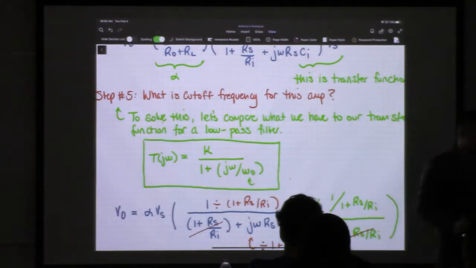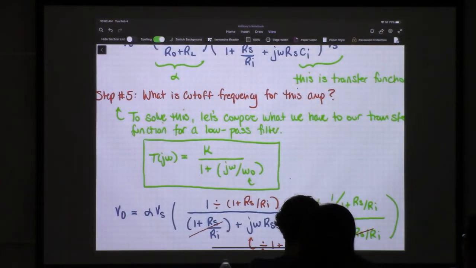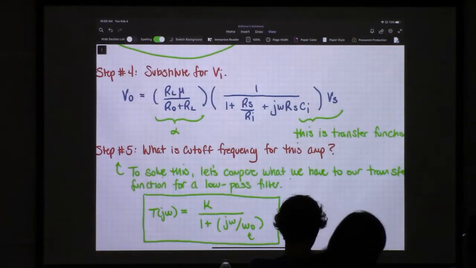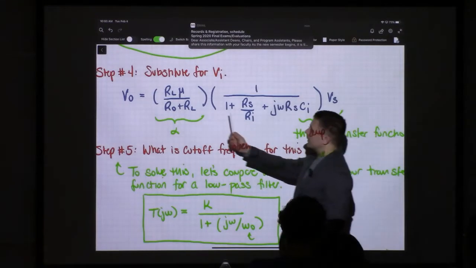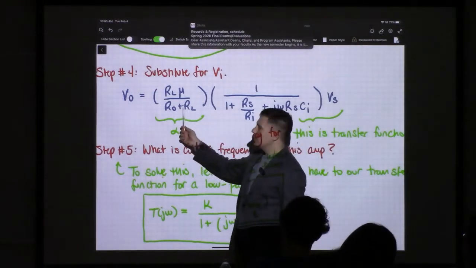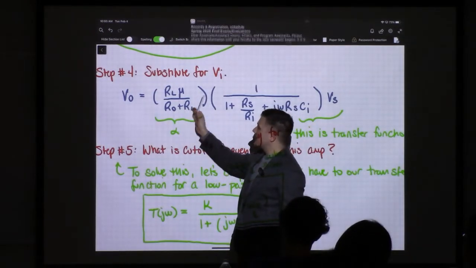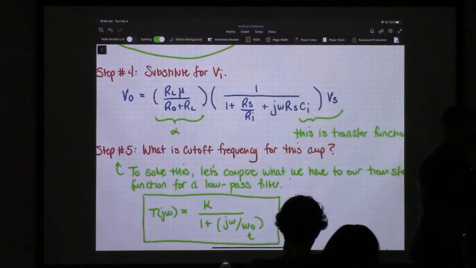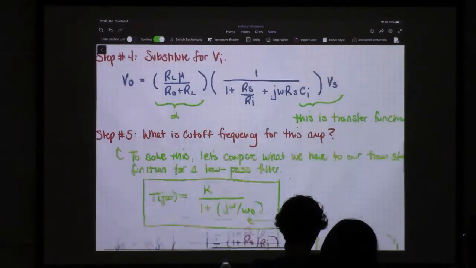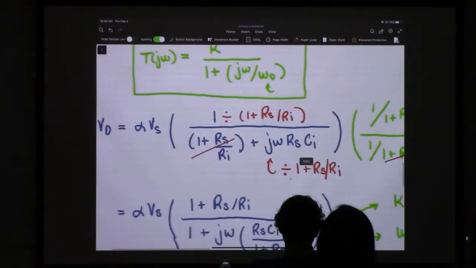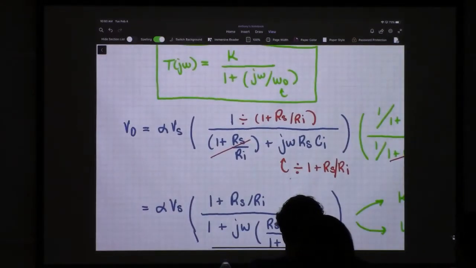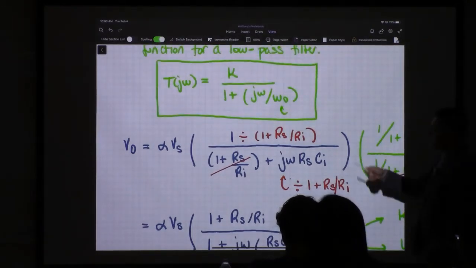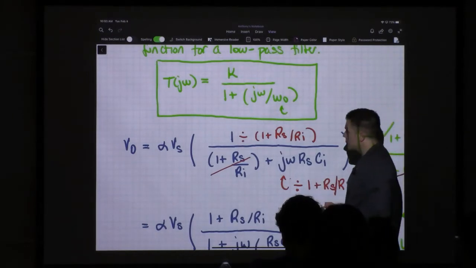Now, I took some of these pieces and I grouped them together and I called it alpha. This is not going to have any effect on the transfer function, so I'm just going to call it alpha and pull it out for a second. Now, if we look at what we have down here, we'll see that we're pretty close to the form that we need. Ignore the red. Just look at the blue for right now without the changes.